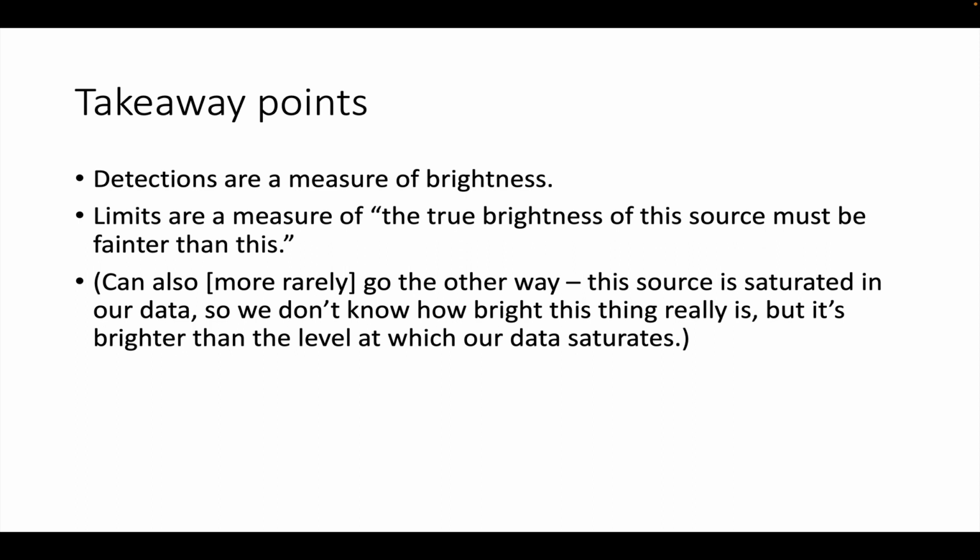If you say the source is saturated in our data, we don't know how bright this thing really is, but it's brighter than the level at which our source saturates, in which case you have an arrow going up. In an SED, the true brightness is brighter than this level, so you have an arrow pointing up. But a limit in an SED will be an arrow pointing down, because whatever the true brightness of the source is, it's fainter than this, right? Make sense? Hopefully that makes sense.